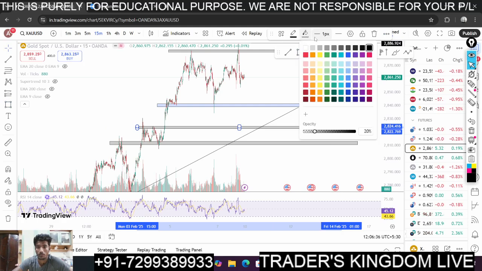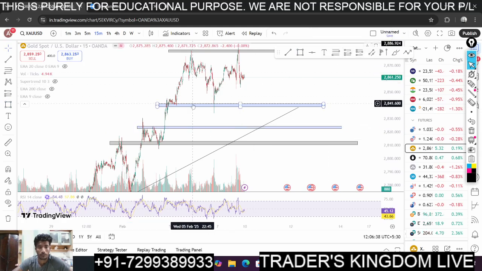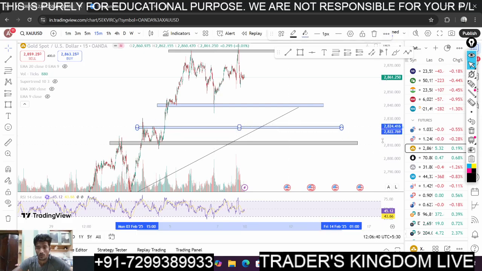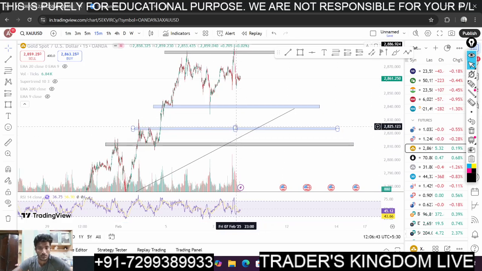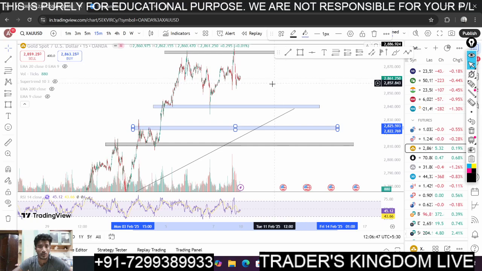This is a level, right? That's around 20 pips. Just extend this a small bit, 30 pips, fine.